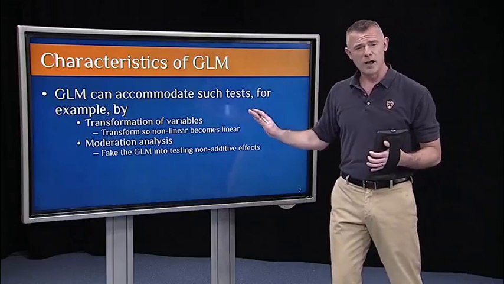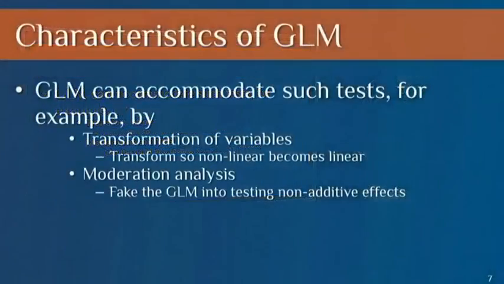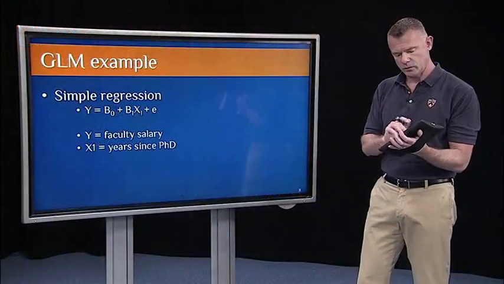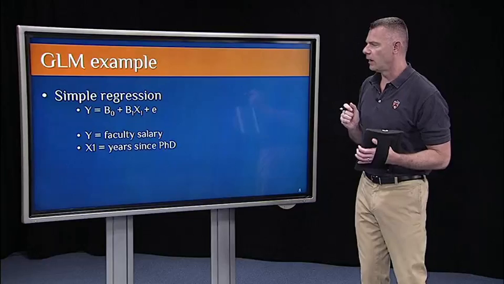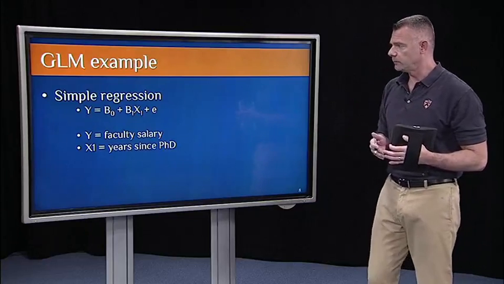For example, with nonlinear relations, we could just transform variables to make them linear and then fit it into the GLM. And as I said, we can add in interaction terms or moderation terms so that we can do a moderation analysis and test for non-additive effects. So let's look at a few examples. This will help make this more concrete and explain the general framework.